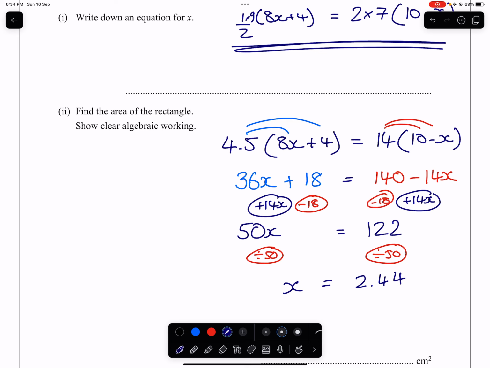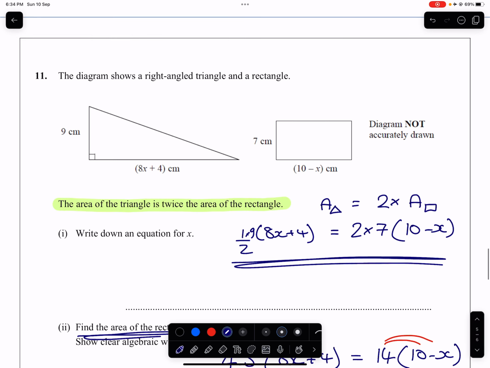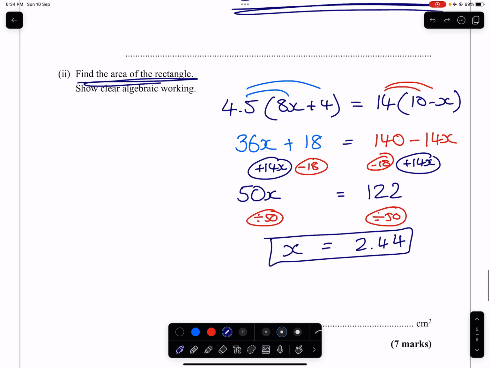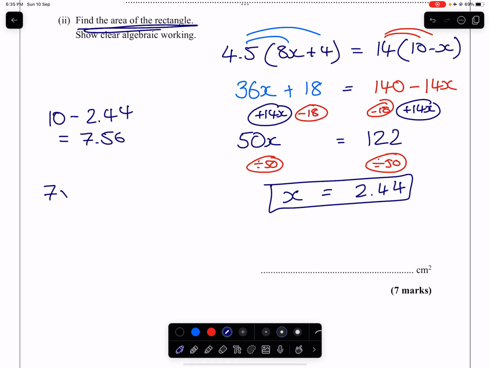But then always double check to make sure you've answered the question. Sure, we found the value of x, but we have not found the area of the rectangle. So we look back at our rectangle, which was this. We're going to have to do 7 times 10 minus the answer that we just got there. So I could start off by putting 10 minus 2.44 here, which will give me 7.56. And then to get our final answer, base times height is going to be 7 times 7.56, which gives us a final answer of 52.92 square centimeters. Done.